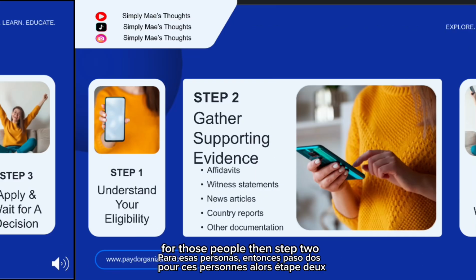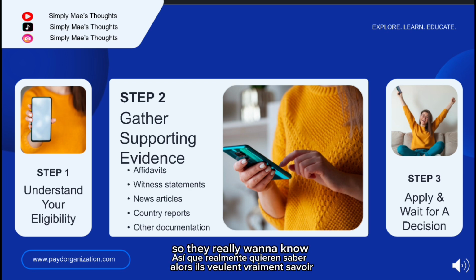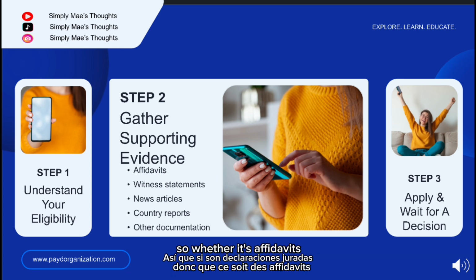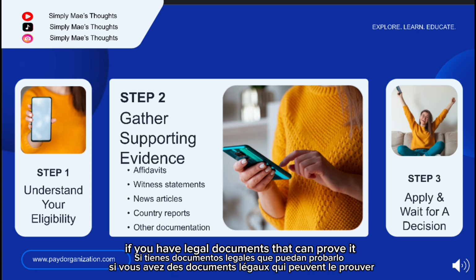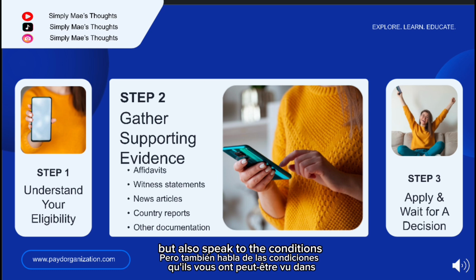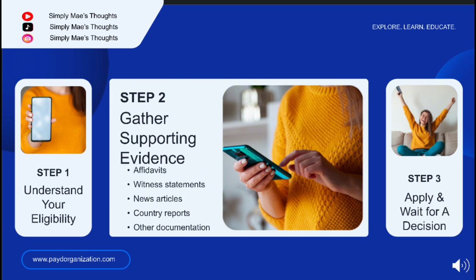Then step 2, it's to gather your supporting evidence. So they really want to know, why do you believe you are unable to return to your home country? So whether it's affidavits, if you have legal documents that can prove it, witness statements, if anyone would like to speak to your character, but also speak to the conditions that they may have seen you in, news articles, country reports, and any other documentation that will support the fact that you absolutely need help, right?